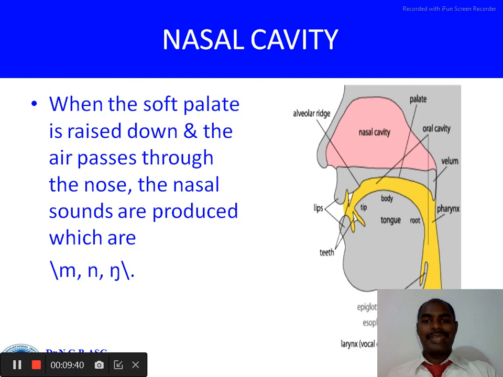And next one, the nasal cavity. When the soft palate is raised, this part is called the nasal cavity. When the soft palate is lowered and the air passes through our nose, the nasal sounds are produced. For example, ma, na, nga. So these are all the nasal sounds.